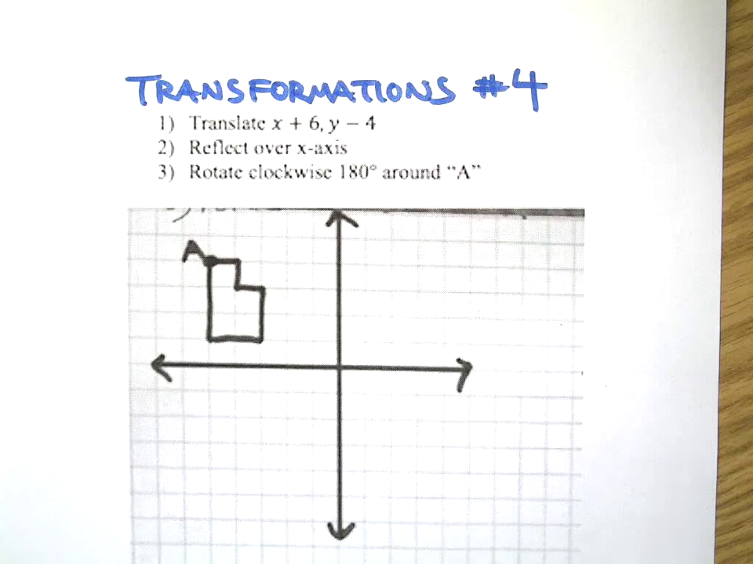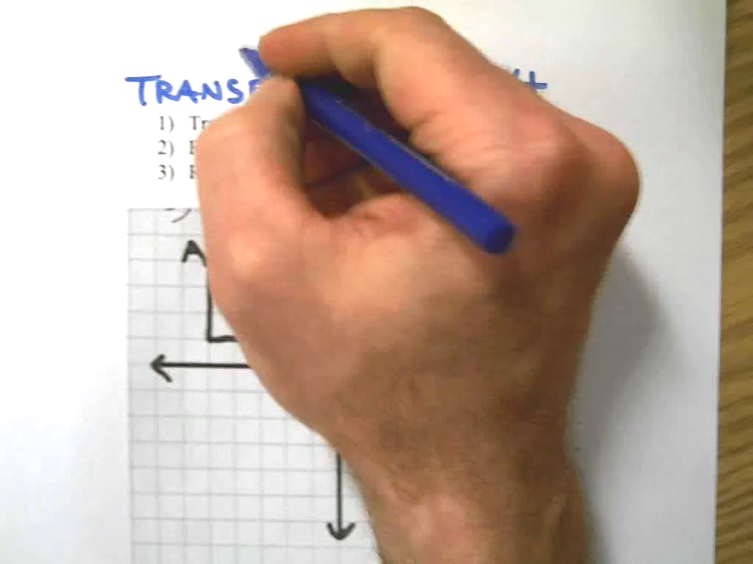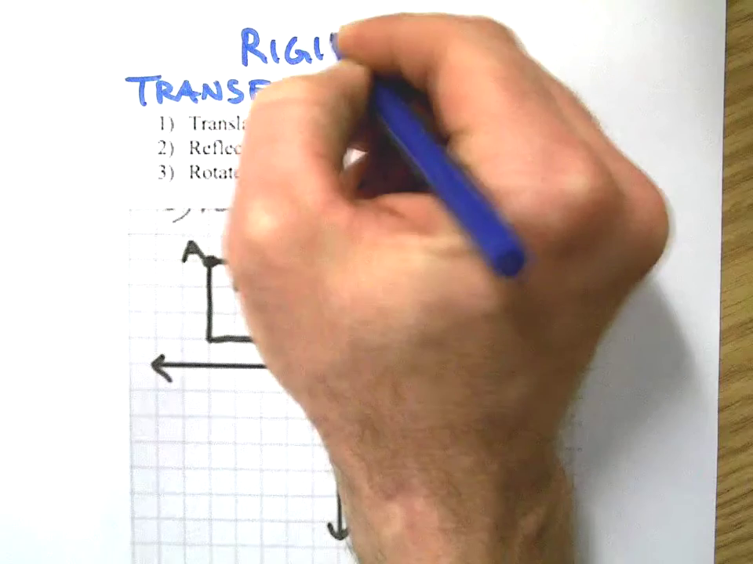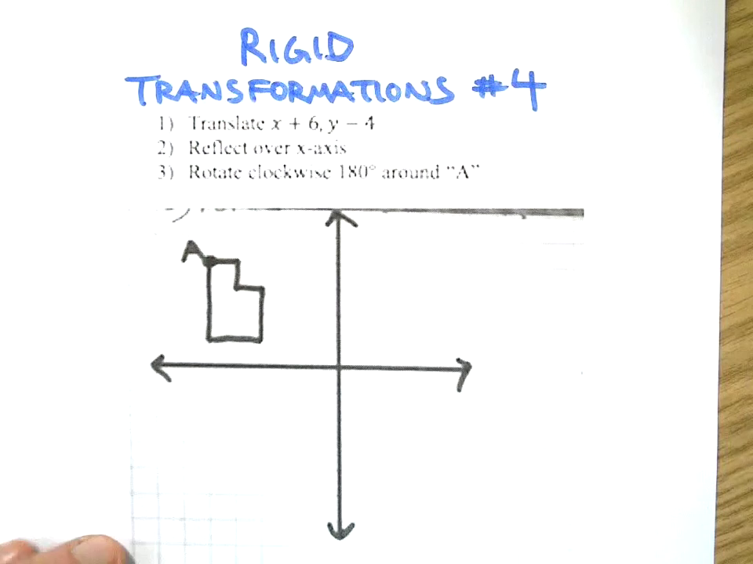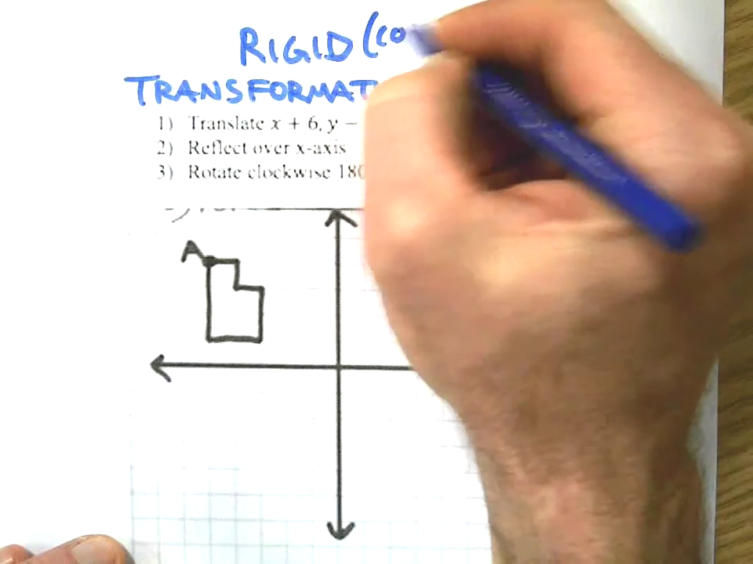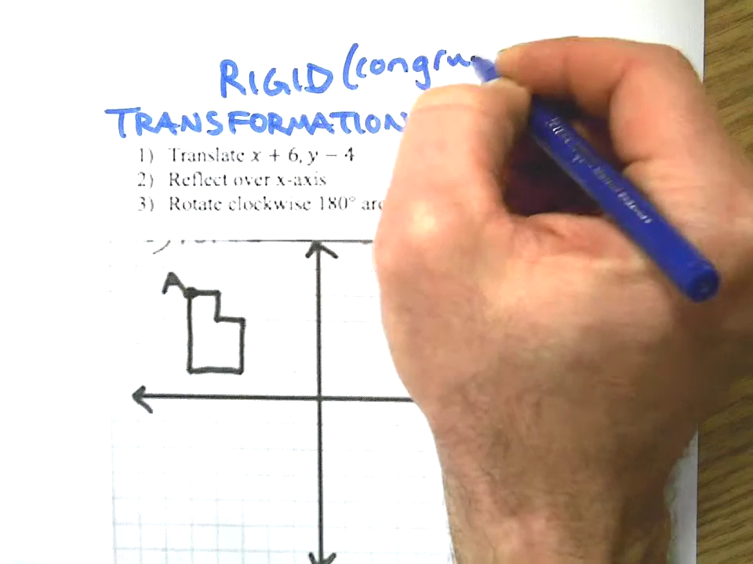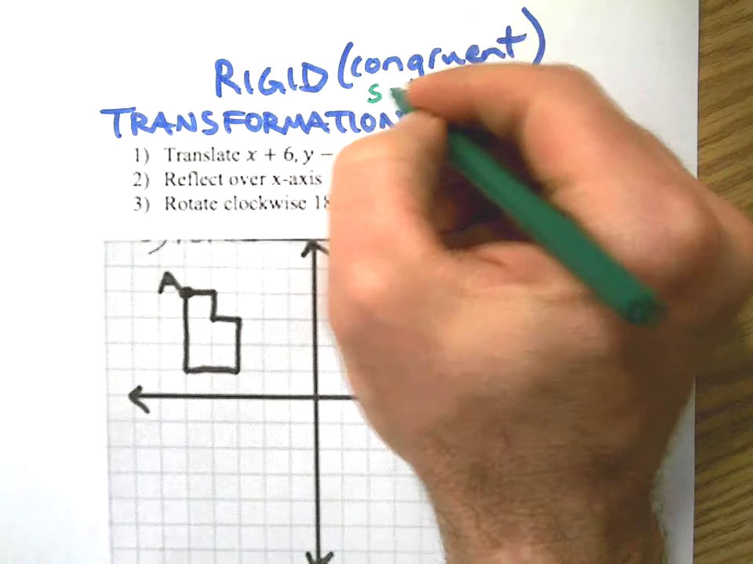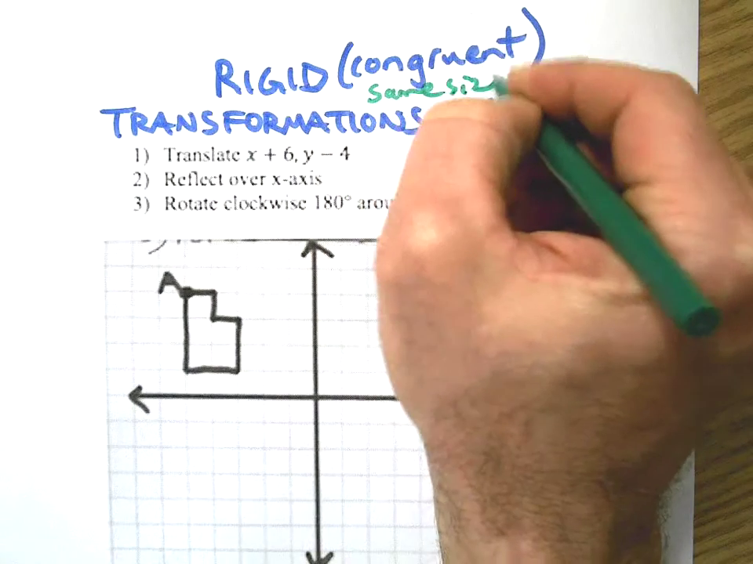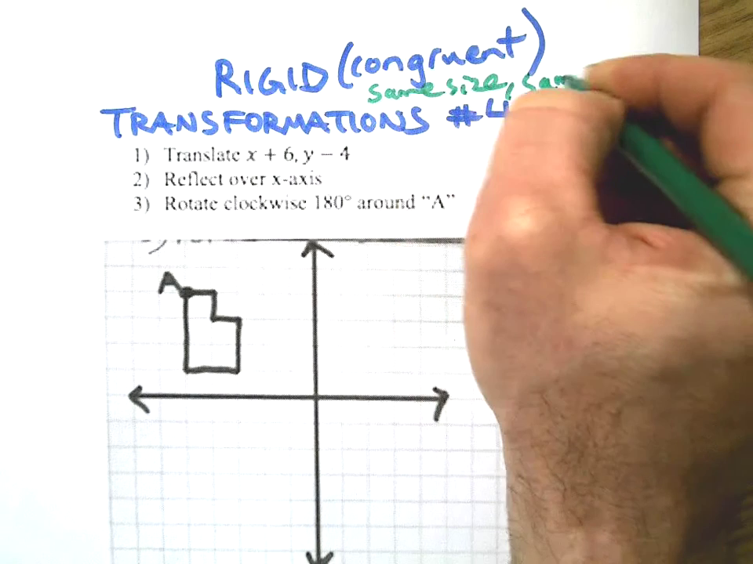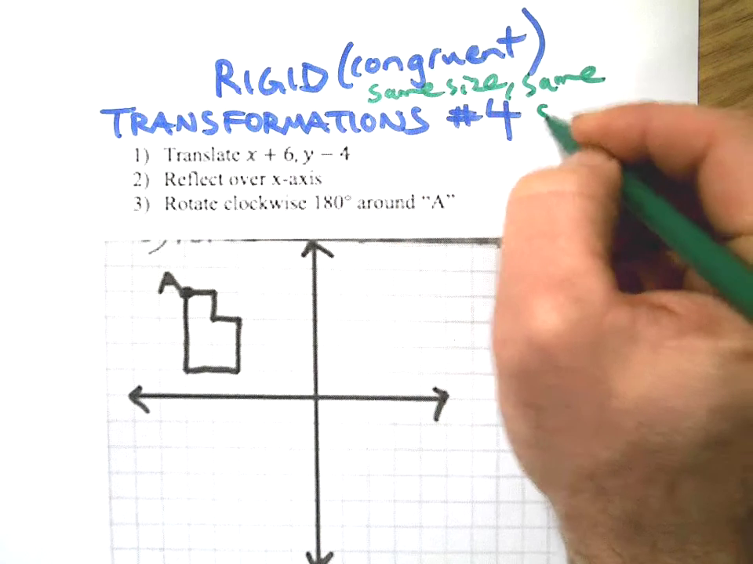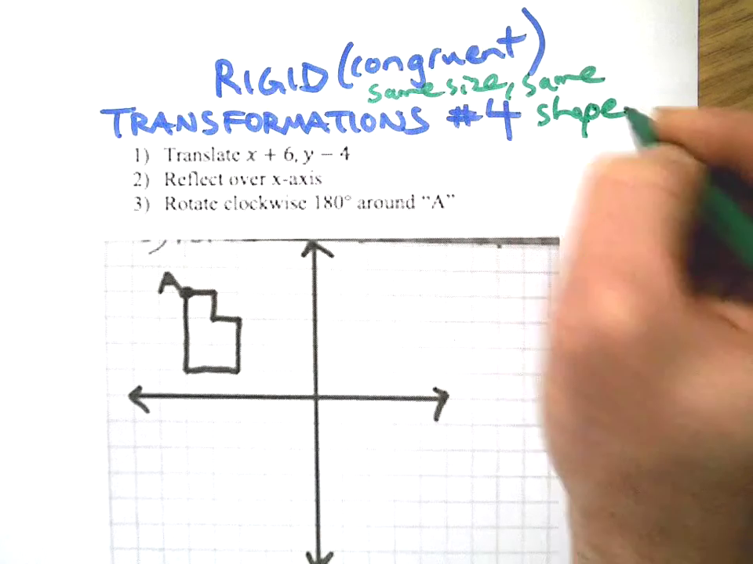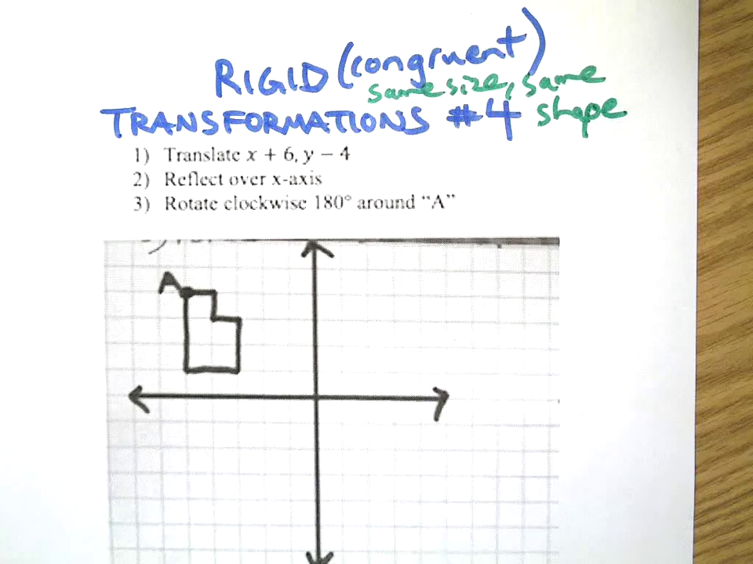Okay, we're working on rigid transformations. I'm going to add that word. It's important because it means something. Rigid means these shapes are congruent. They're staying the same. Same size, same shape. So even though we're going to be sliding and flipping and mirroring and rotating and all that stuff, we should end up with the same exact shape we started with, just in a different location.